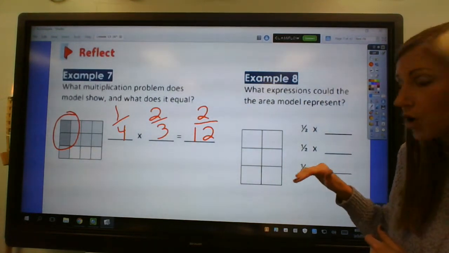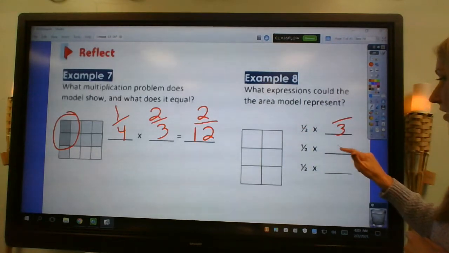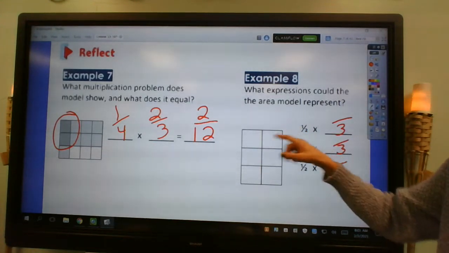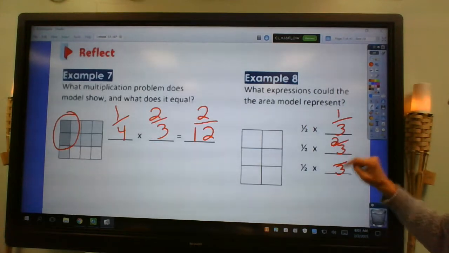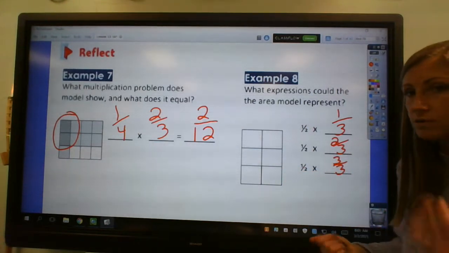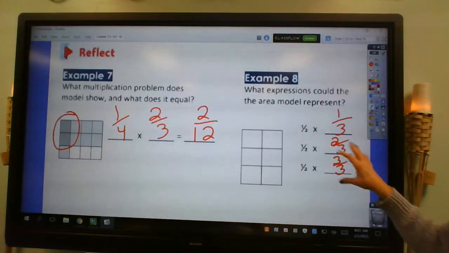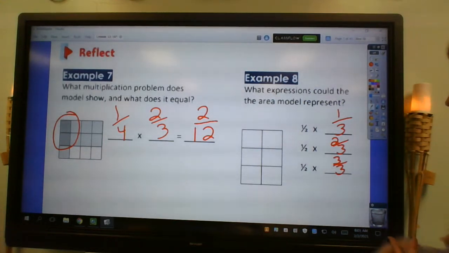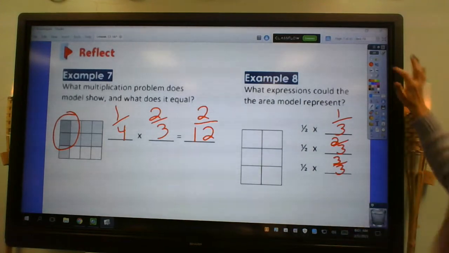So now look at the rows. The rows are in thirds. So all of these are possible thirds. So a half times, well, it could be 1/3, it could be 2/3. It could even be 3/3, which is also a whole. So looking at the boxes not shaded, we can figure out what expressions could be shown based on those column cuts and the row cuts. Okay.